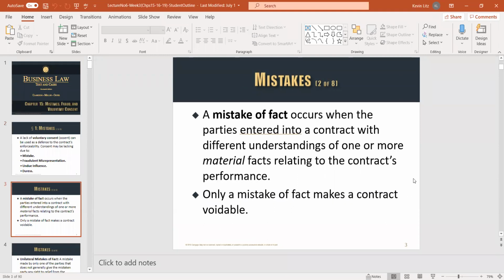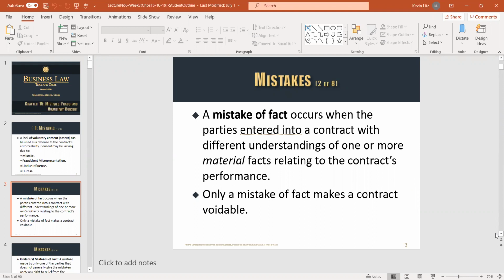There are different kinds of mistake, so let's talk about them. Again, we're talking about ways to essentially get a contract set aside and say it's not a valid contract. Mistake of fact. A mistake of fact makes a contract voidable. That is, it's not automatically void. You'd have to go to the court and argue that the court should void it or set it aside.